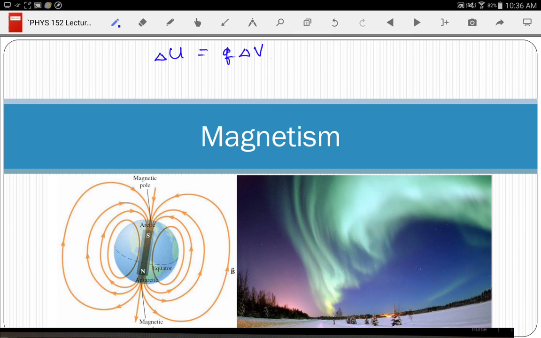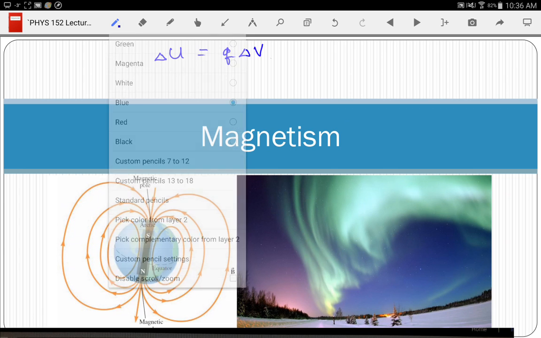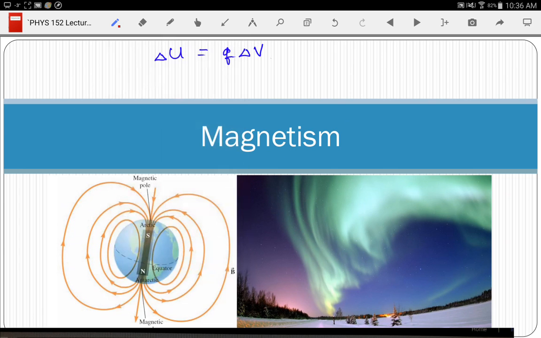And so power is defined as power equal to delta U over delta T, the rate at which energy is converted. So if I divide the delta U by delta T, what do I have to do on the other side of the equal sign?